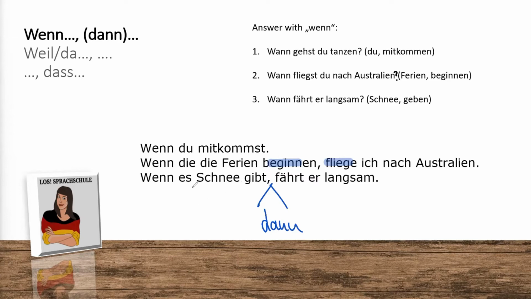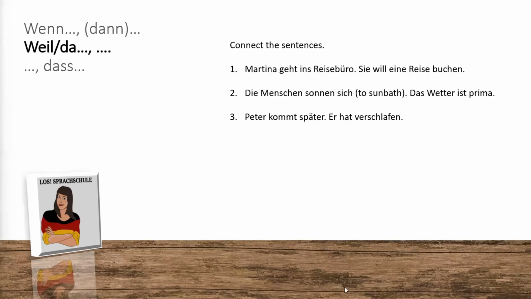Okay, speaking of the last sentence with the snow, this is a condition, right? But we also want to explain something, which we can do also in this context. How do we say he drives slow because there is snow? The answer is, of course, with weil or da. So if the first one was conditional, the second one is explanatory. Let's go to our dramatic sentence.